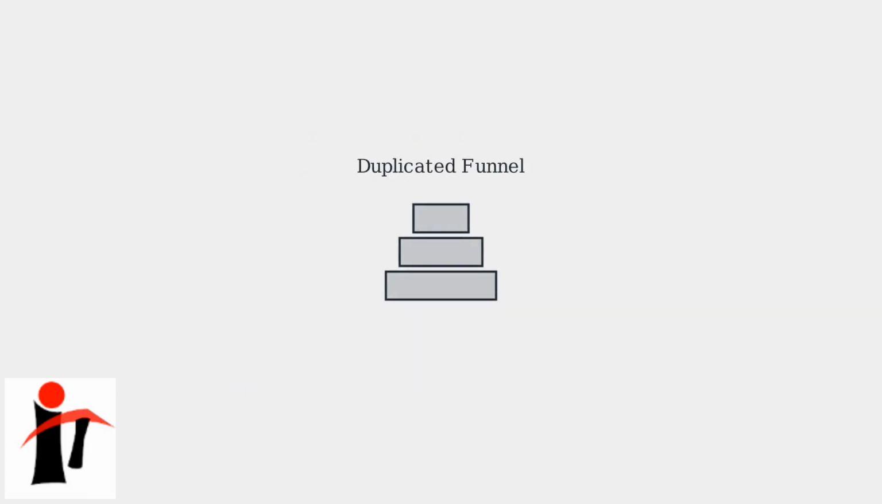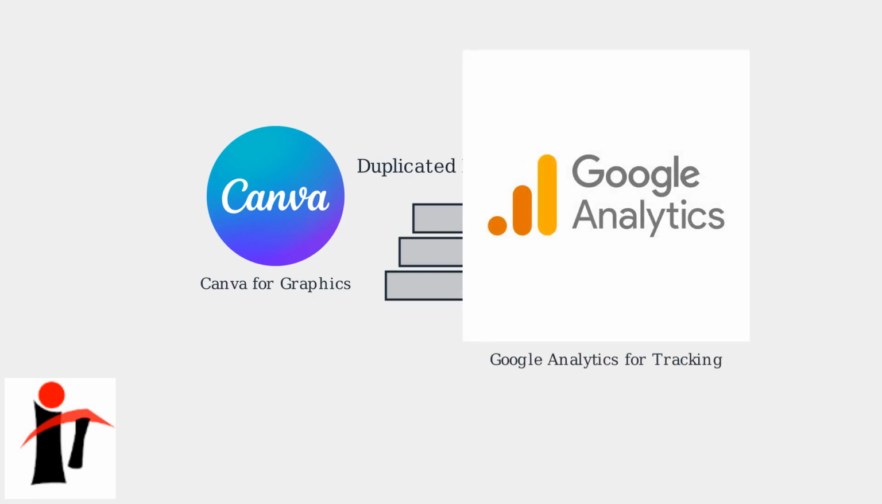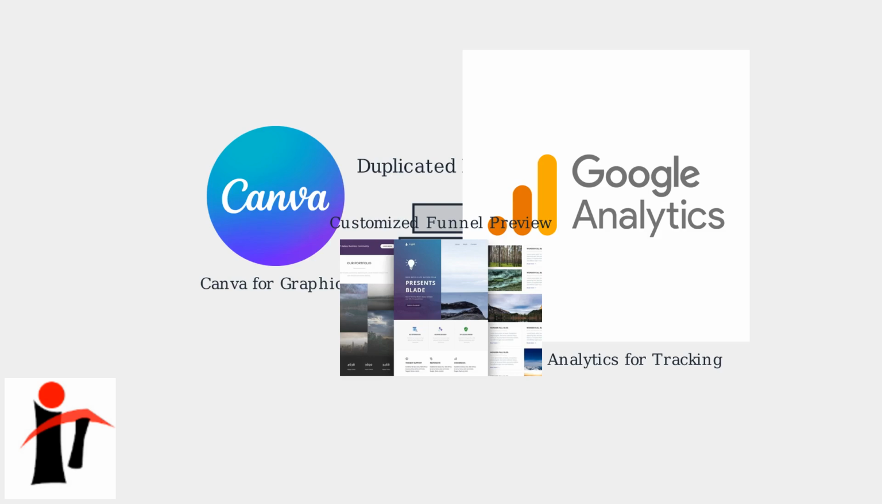Once duplicated, you can modify all elements of the funnel to suit your new campaign. Use the built-in editor to change email templates. Modify subject lines to better engage your audience. Update calls to action to drive specific actions. Adjust visuals to match your brand. For more advanced edits, consider integrating with external tools like Canva for graphics. Use Google Analytics to track your funnel's performance. Your customized funnel is now ready for your campaign.